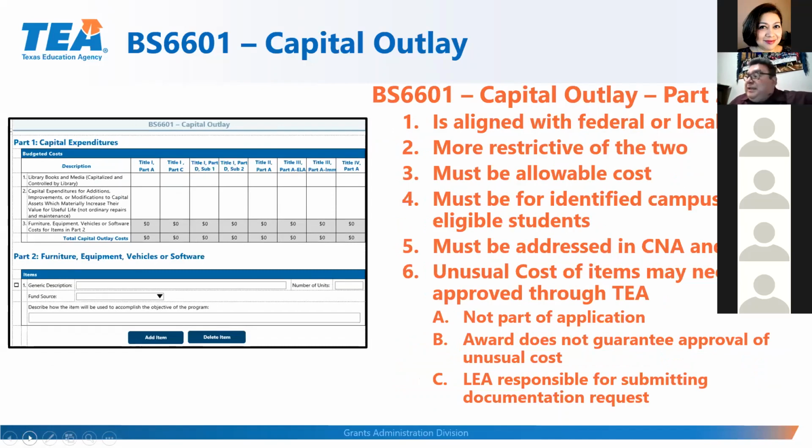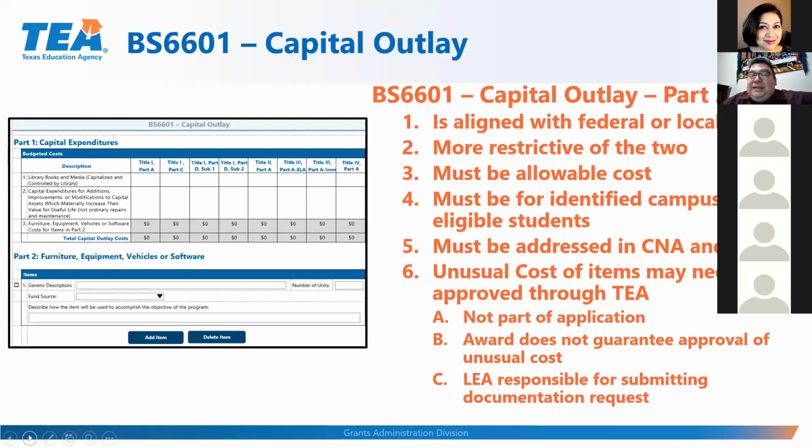And of course, it should be aligned to your federal or local policies as to how you capitalize. Federal EDGAR rule says any single unit of $5,000 or more must be capitalized. If your LEA has a more restrictive capitalization threshold, then you use the one that's more restrictive. Some districts have a $500 capitalization threshold, so anything that falls above that threshold, you need to show it as 6600. Of course, it must be an allowable cost.